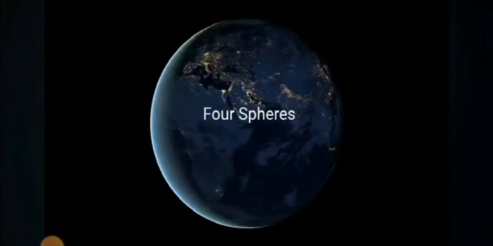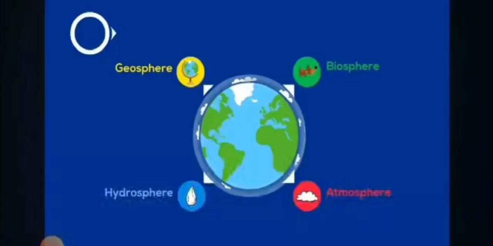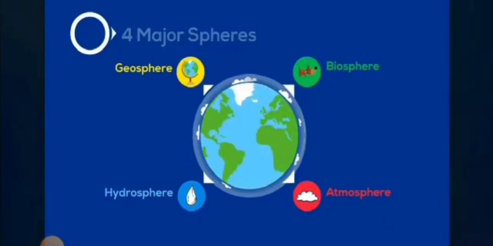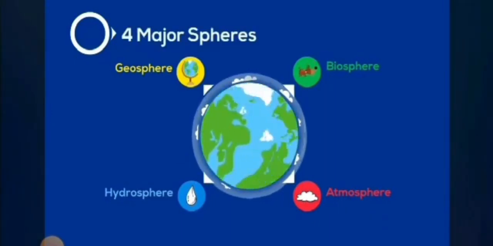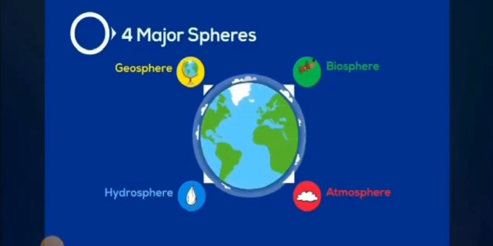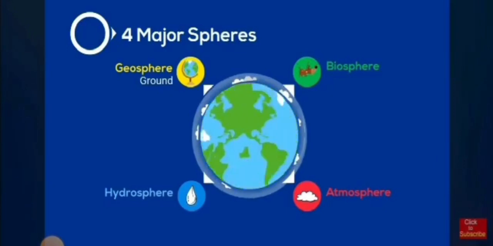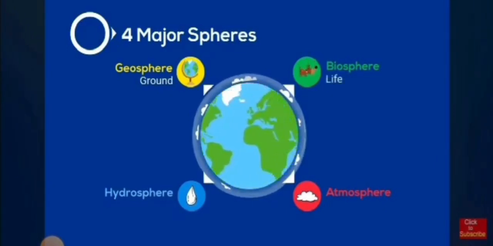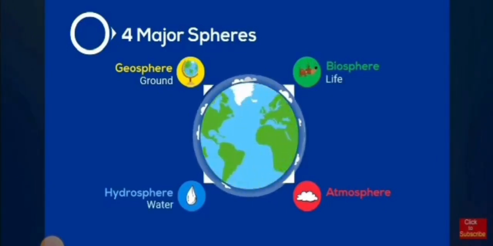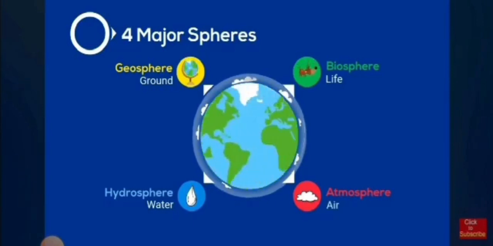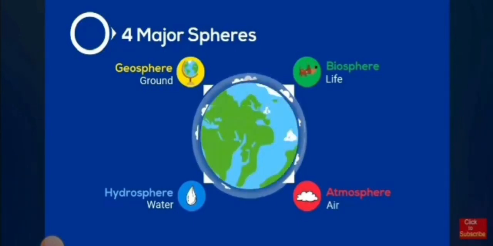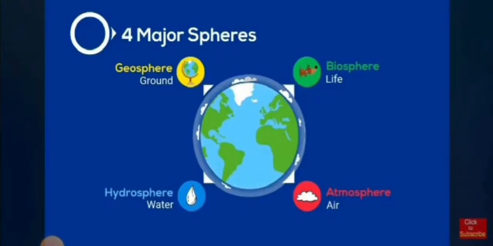Like to talk about the four spheres of the Earth. The Earth can be divided into four major spheres. The names of each of these spheres come from the Greek words that describe what they're made of. Geo for ground, bio for life, hydro for water, and atmo for air. Let's take a look at each of these four spheres in a little bit more detail.